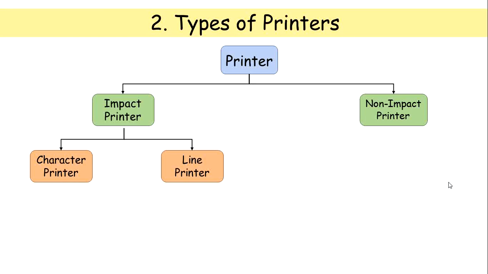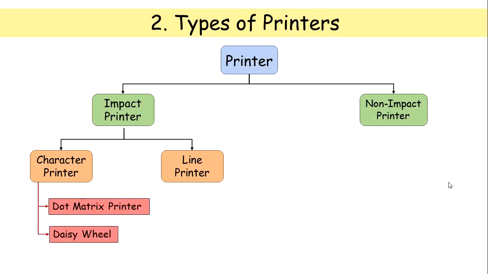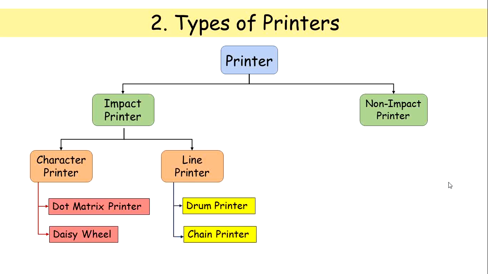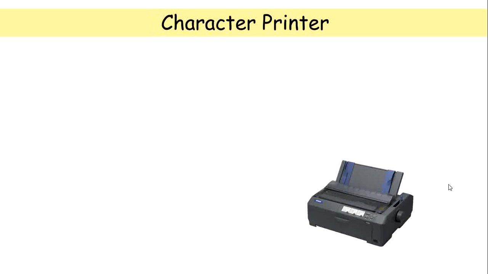So we can say impact printers can be divided into two parts. One is character printer, second one is line printer. Character printers can be categorized into two categories: dot matrix printer and daisy wheel. Line printers can be categorized into two categories. One is drum printer, and the second one is chain printer.